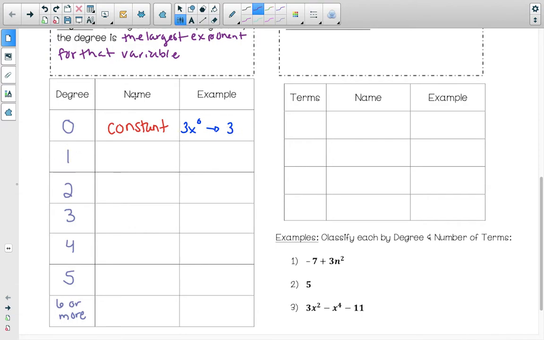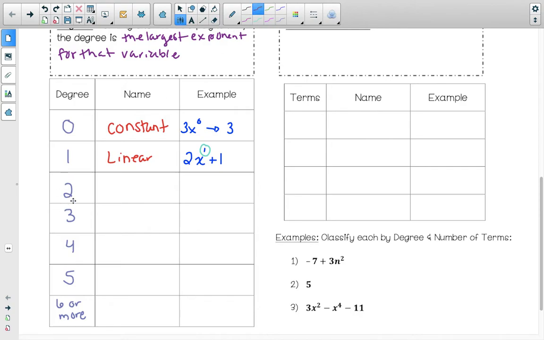If you have a degree of 1, the name of that is called a linear polynomial. A linear polynomial you'll see as maybe 2x, or maybe 2x plus 1. You'll see it without an exponent here, but know that the exponent is a 1, because we don't normally see an exponent of 1 on problems. We just know that it's there.